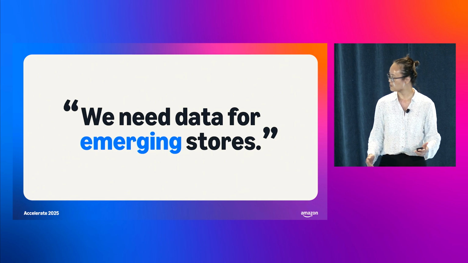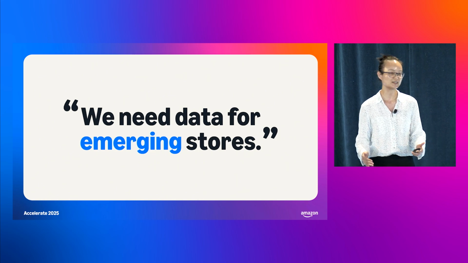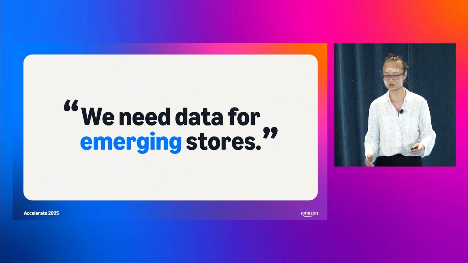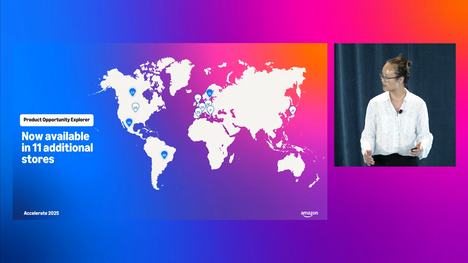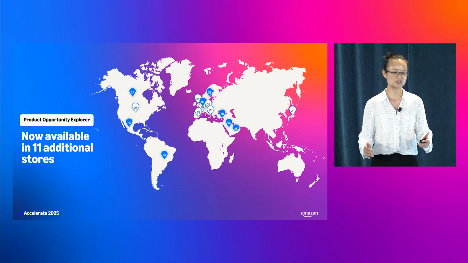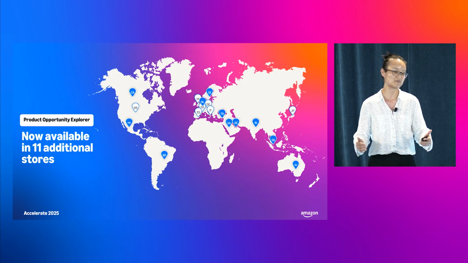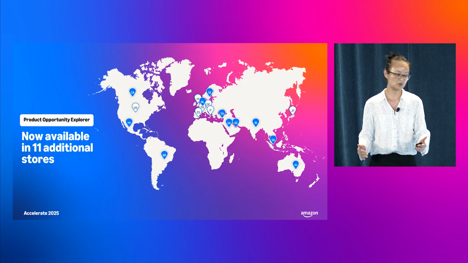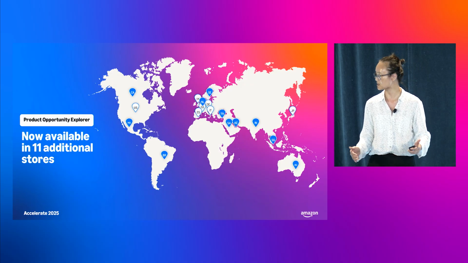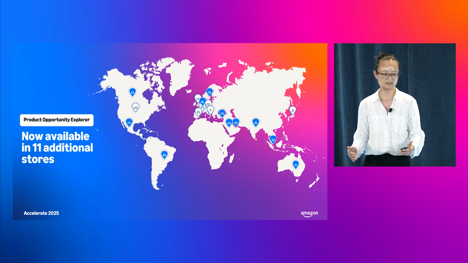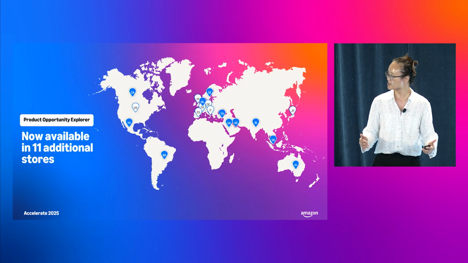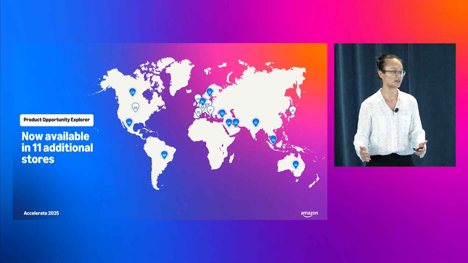Also, we hear from you that you need data and insight to cover the emerging stores. So this year, we are very happy to announce that in addition to the 7 established stores that Opportunity Explorer is already covering and providing insight, we are now available in 11 additional stores, including those top asked emerging stores like Canada, Mexico, Brazil, Australia, a bunch more in Middle East and Europe, and also a few more in Asia.